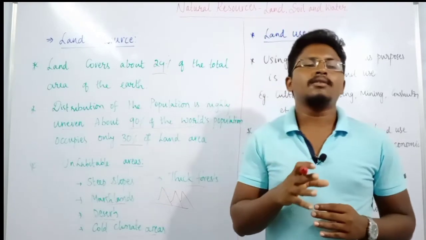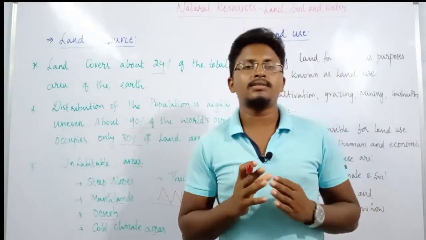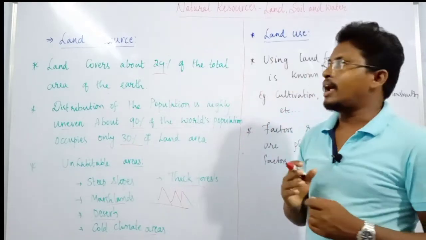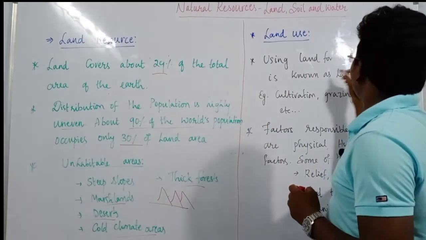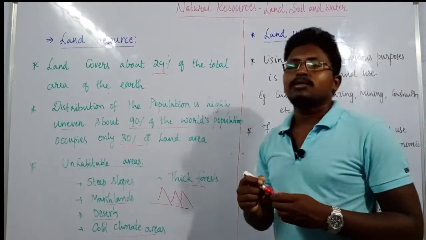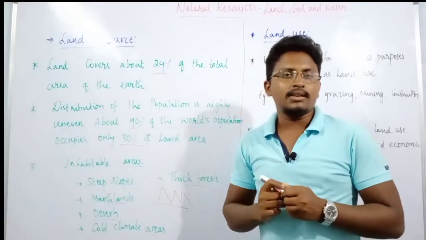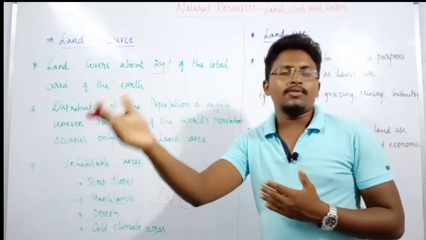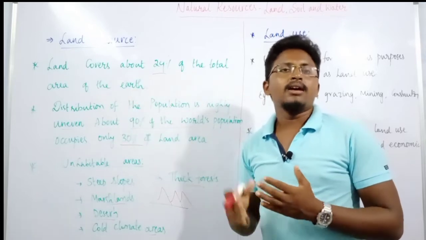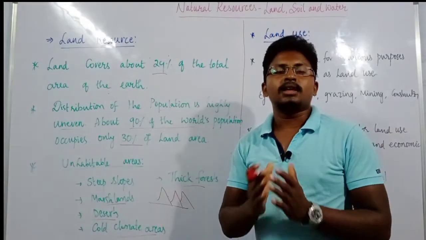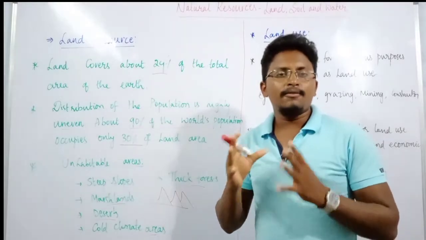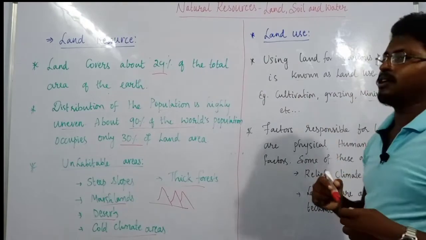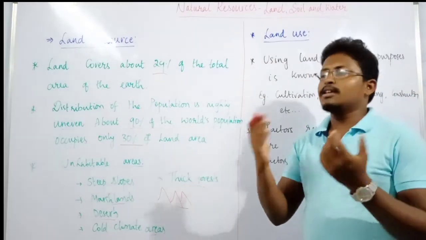It can be used for various purposes. So how do we use this land? What are the advantages of this land? Using the land for various purposes is known as land use. We use land for various purposes, such as cultivation, constructing our houses, grazing, mining, or any other purpose. There are different purposes for which we use this land. So here you see cultivation, grazing, mining, construction, etc.